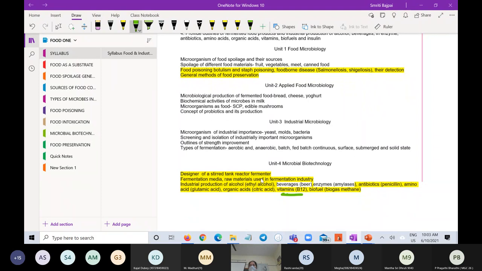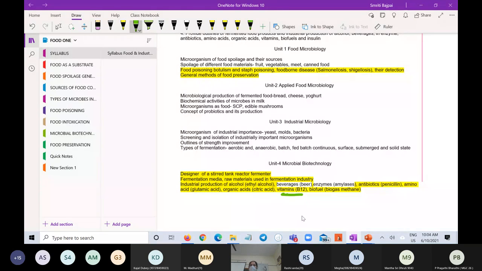Though we have discussed these things also, I have posted some notes in the Google Classroom also. Have you seen them? Yes, ma'am. Those are also regarding fermentation media and raw material, and those are additional notes you can add while preparing your own notes. You can take these notes completely, and from there also you can add your points. Those are in very much detail, so you can prepare your answer.